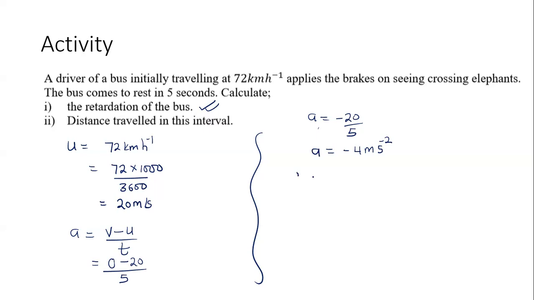Yes. Okay, but now in our conclusion, since they have told us they want retardation, we shall conclude and say it is 4 meters per second squared. Since the question asks for retardation, you can drop the negative and just write the conclusion.